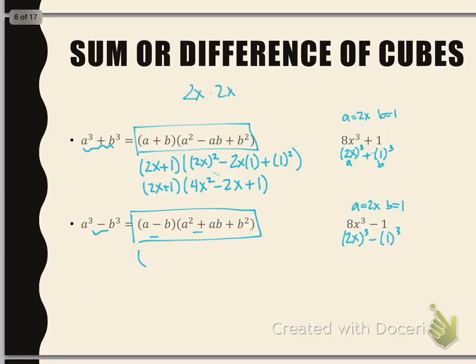So when I plug it into my first one, I got a minus my b, my a squared, plus my a times my b, plus my b squared. So when I simplify, I got 2x minus 1. 2x squared, we already discussed, was 4x squared. 2x times 2x. 2x times 1 is 2x, and then 1 squared is 1.